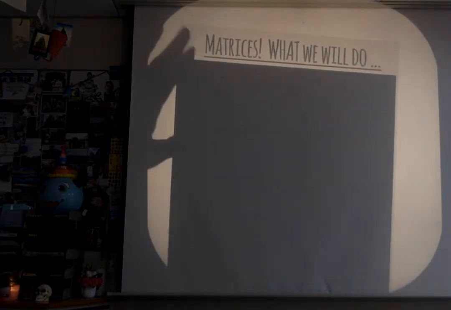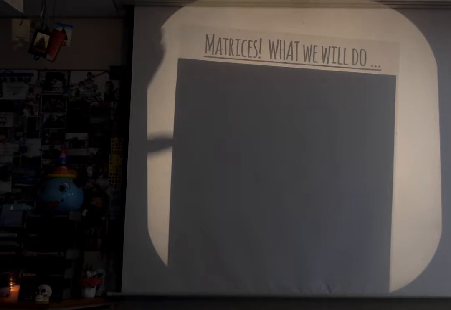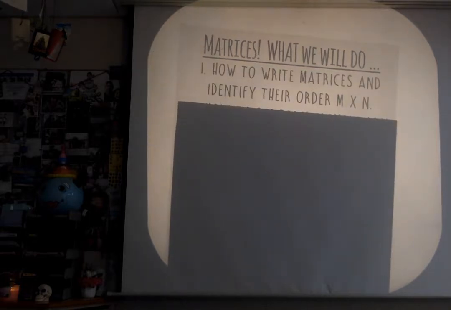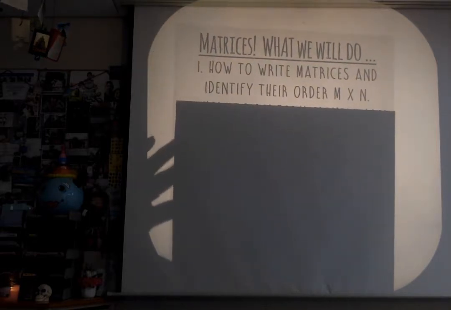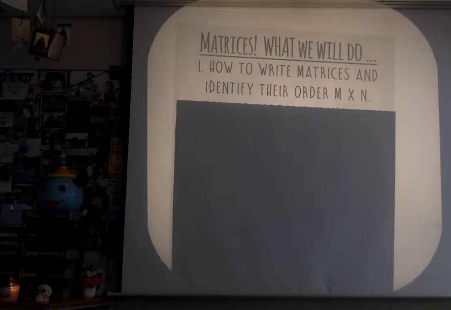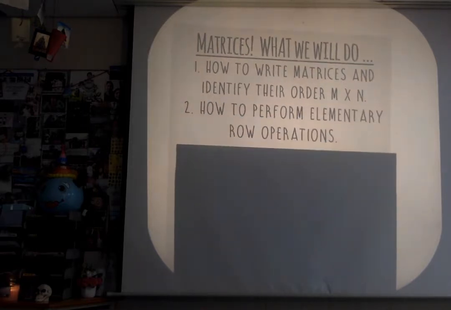Now, I'll tell you when to write things down, okay? For example, you don't need to write this down right now. I'm going to be talking a little bit about what we will do with matrices. One, we're going to learn how to write matrices and identify their order, M by N. You'll see what M by N means. What does order mean? We're going to talk about all that. Two, we're also going to talk about how to perform elementary row operations. You're going to understand what it all means.